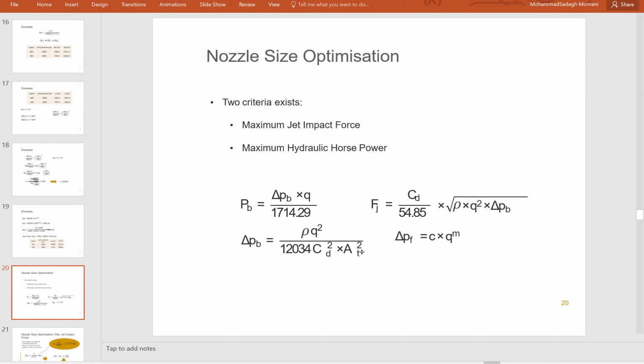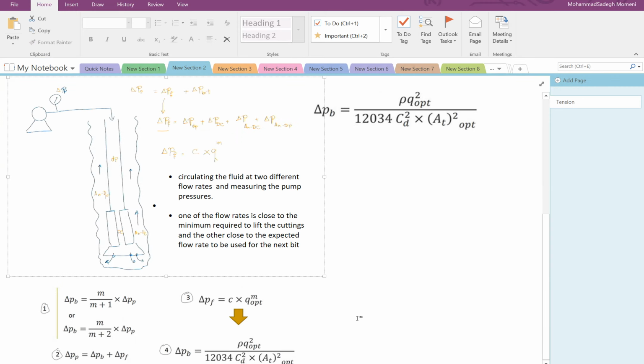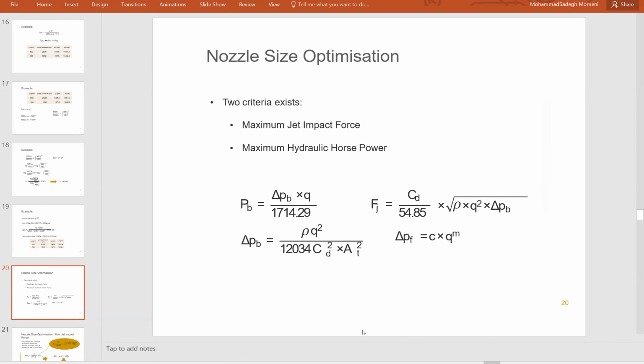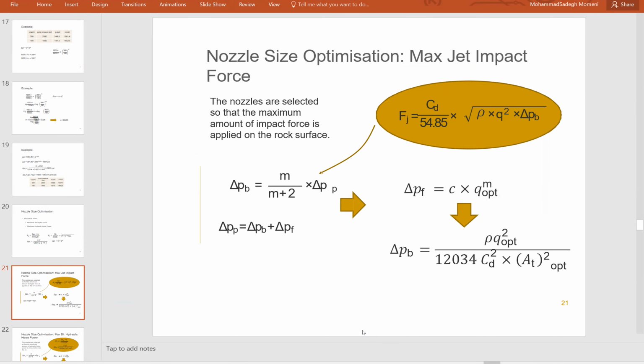But how we have to find this nozzle size is actually explained here. So the first step, as we just went through, was finding C and M and having this equation of delta PF. When I have that, then I will have 2 different equations, which let me explain here before moving there.